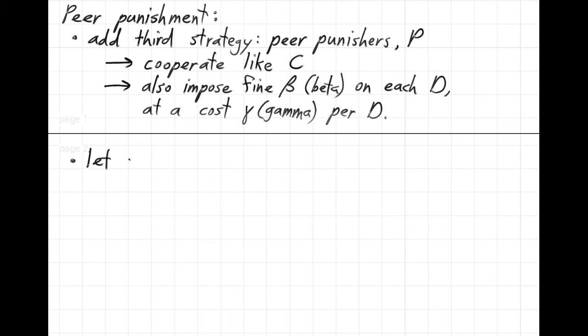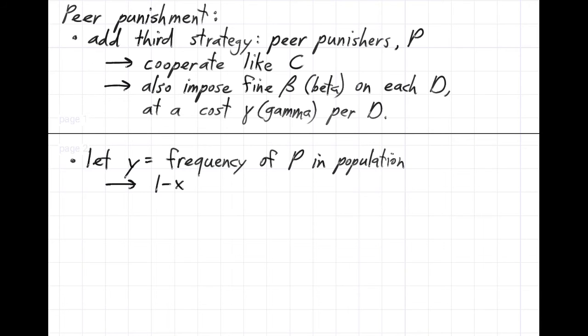Well, we would let y be the frequency of punishers. And just to complete that, if x is the frequency of cooperators and y is the frequency of punishers, then 1 minus x minus y is everybody else, which is the frequency of defectors. The only thing to keep track of is that x plus y has to be less than or equal to 1, so that the frequency of defectors is always 0 or positive. And of course, x has to be greater than or equal to 0, and y has to be greater than or equal to 0.